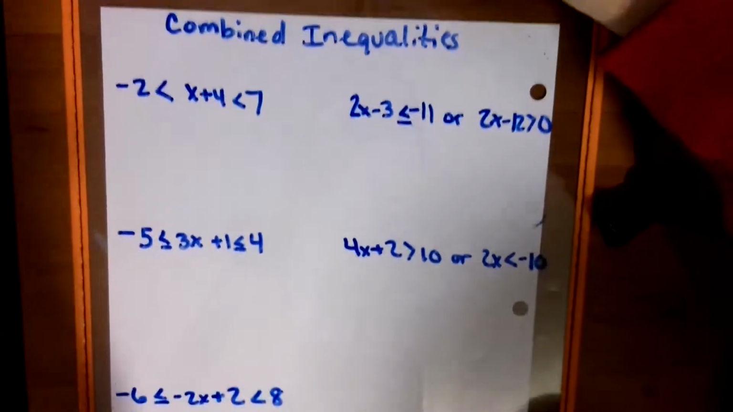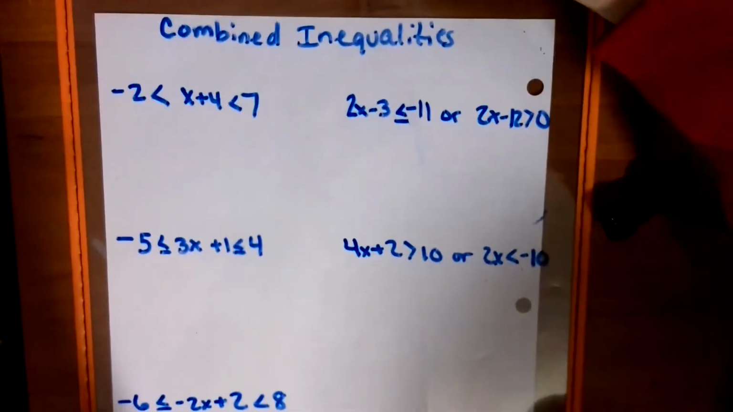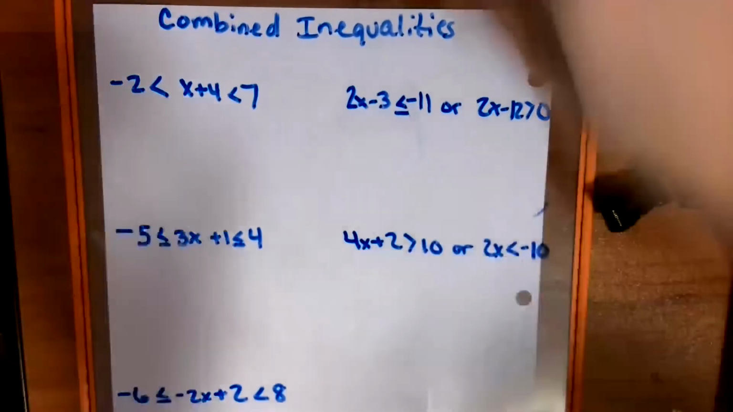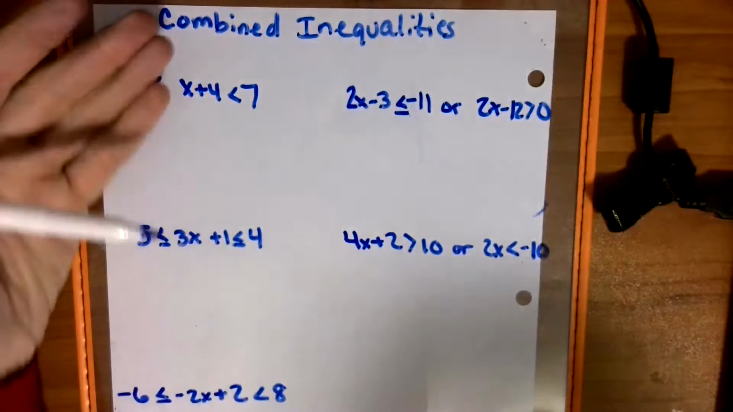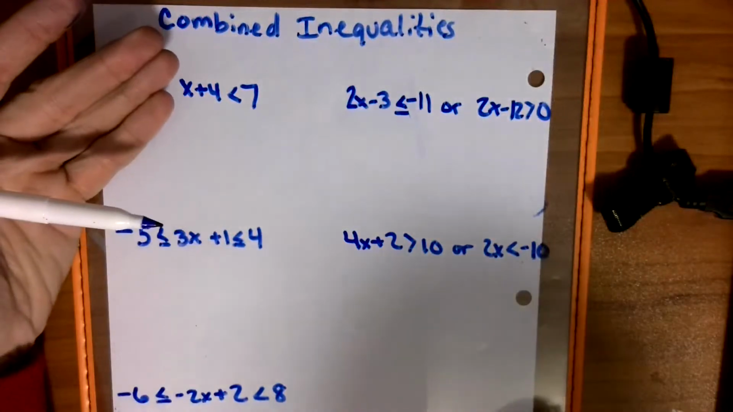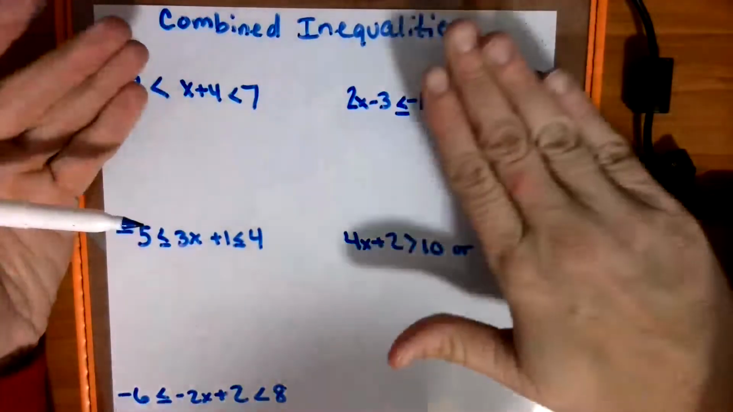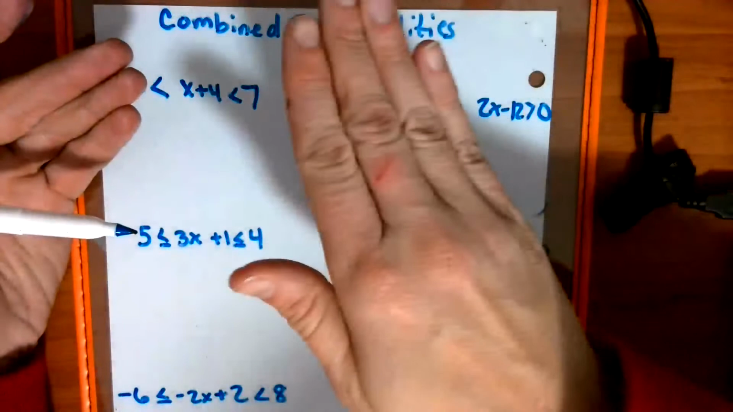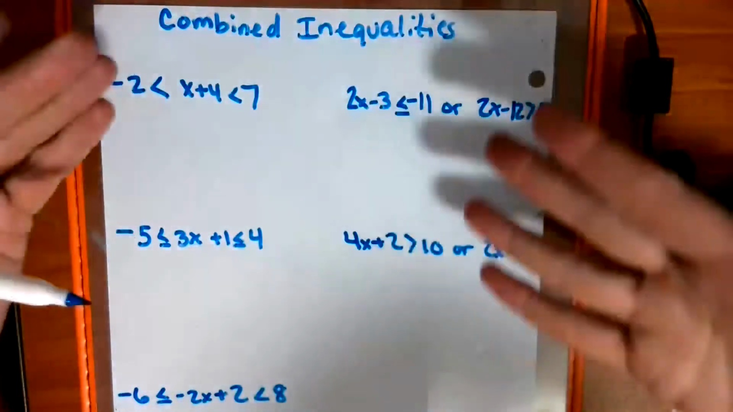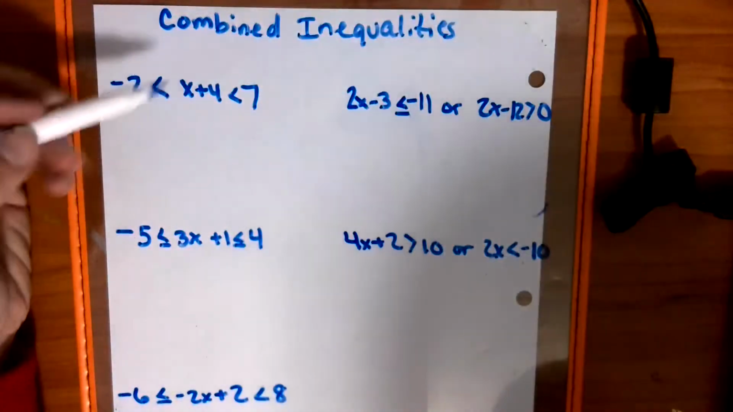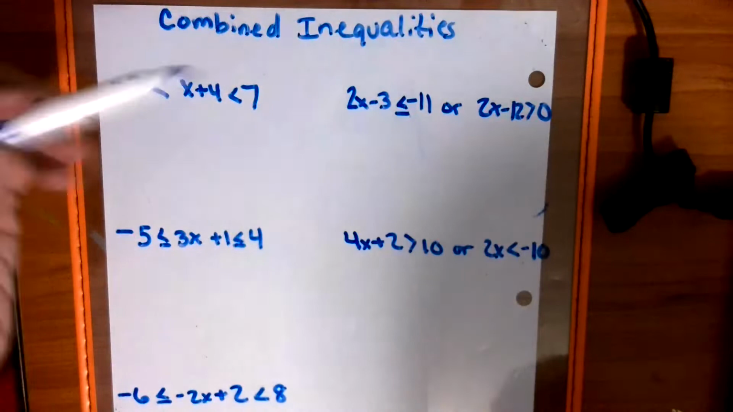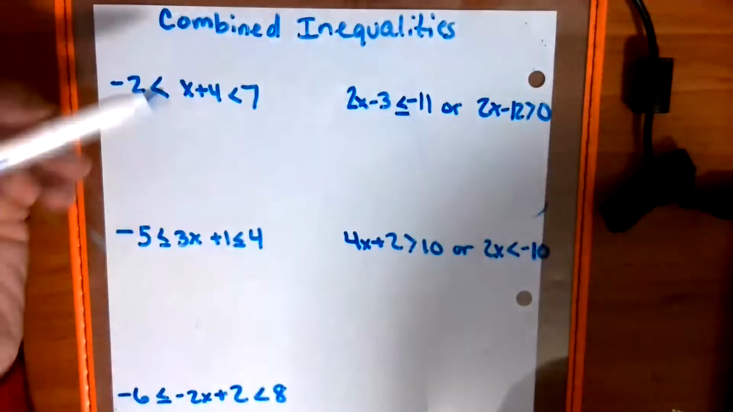All right. So I'm going to show you guys how to solve combined inequalities. As you can see, that's like a regular inequality. There's a regular inequality. There's a regular inequality. Now they're combined. So these are considered ands. These are the or styles.